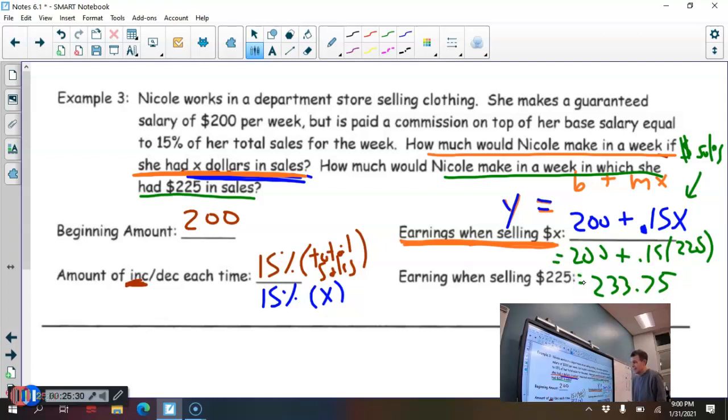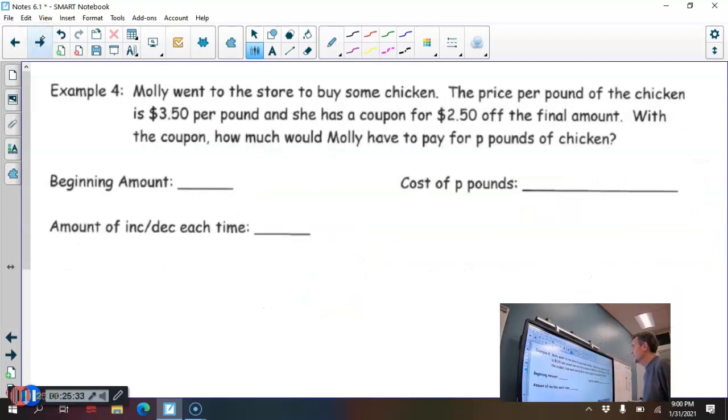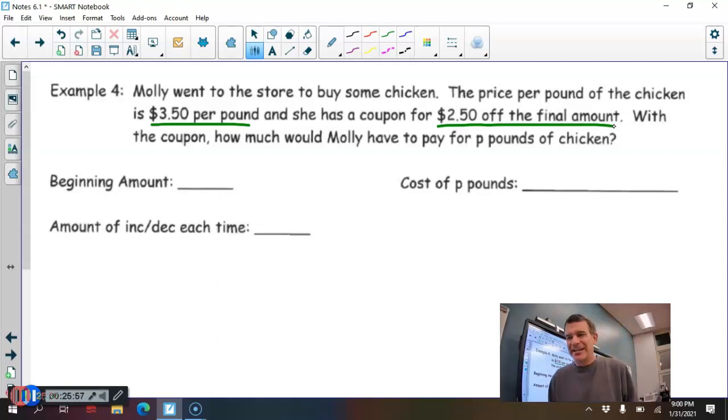All right, last example. Molly went to the store to buy some chicken. Okay, this has one tricky thing in it and we're done. The price per pound of the chicken is $3.50 per pound, and she has a coupon for $2.50 off the final amount. With the coupon, how much would Molly have to pay for P pounds of chicken? Okay, so the beginning amount, well, if she doesn't buy any chicken, you'd think the beginning amount would be zero, right? It'd be zero. But she gets $2.50 off the final amount.